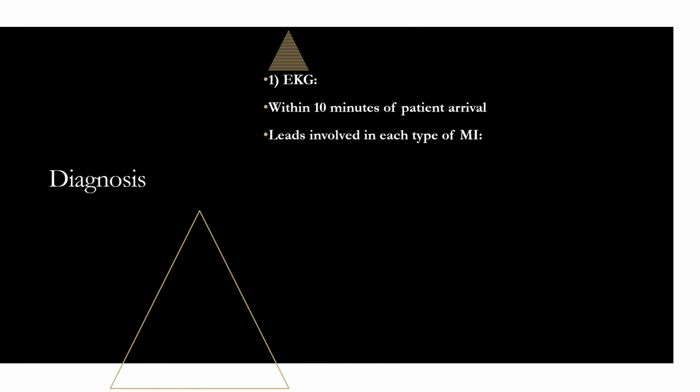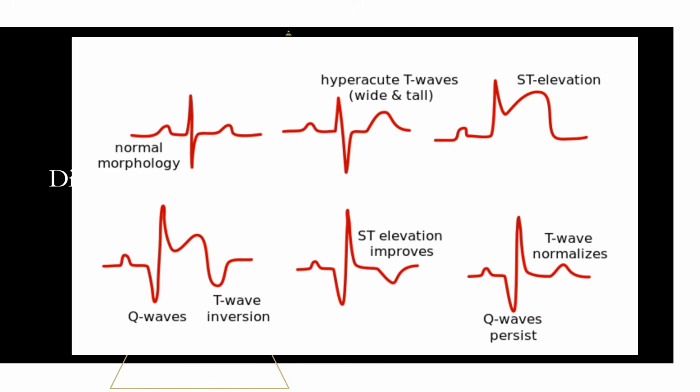The general rule for an EKG is to have it done within 10 minutes of the patient's arrival. Now, let's quickly go over the leads that are involved in each type of MI. Before I do that, I just want to give you a quick idea here. I know we're talking about ST segment elevation, but what you need to be aware of is, like I said, ST segment elevation doesn't always happen right away. This is of course a normal EKG tracing. What can happen before you have ST segment elevation is you actually start to develop these hyperacute T waves. So that's one of the first things you'll see before ST segment elevation.